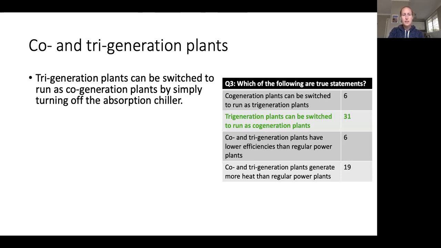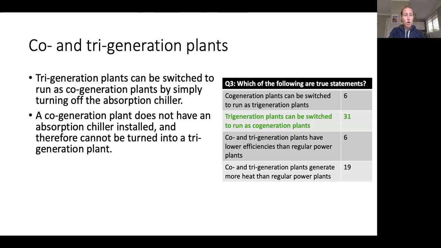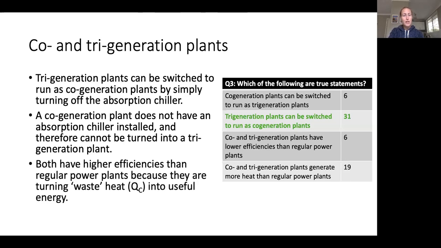So just to summarize, tri-generation plants can be switched to run as cogeneration plants by simply turning off the absorption chiller. A cogeneration plant does not have an absorption chiller installed and therefore can't be turned into a tri-generation plant. And lastly, both of them have higher efficiencies than regular power plants because they're turning that waste heat into useful energy. Because remember that efficiency is a measure of how much useful energy you are getting out of the total energy you put in.